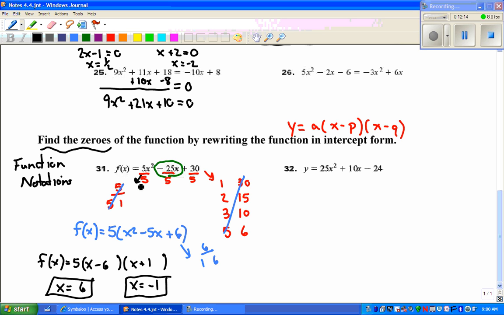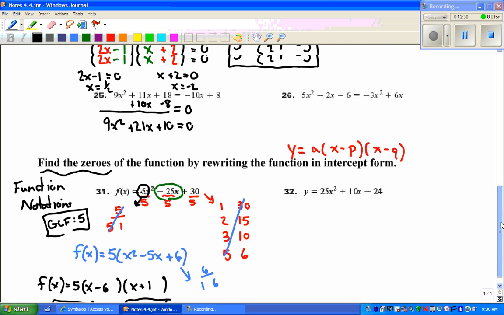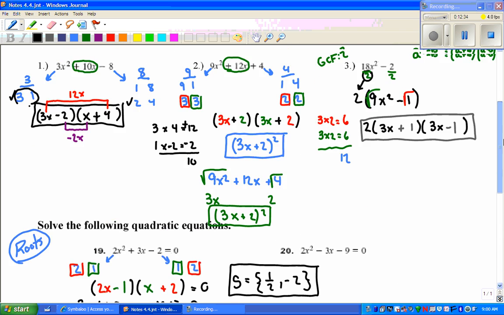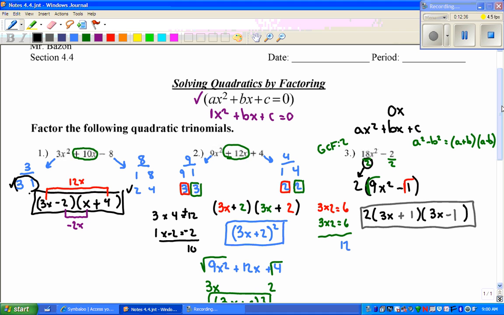Okay? We could have done that the same way with this as a leading coefficient of 5, but I just realized while we were doing it, hey, they have a greatest common factor, and the GCF here was 5, so let's take that out right away. Okay? This is factoring quadratics when the leading coefficient, your a value here, is not 1. All right?